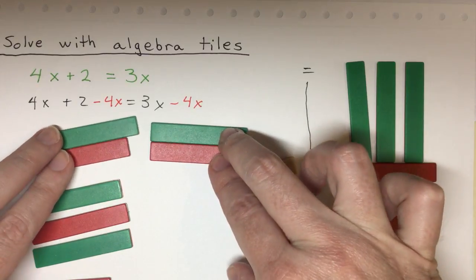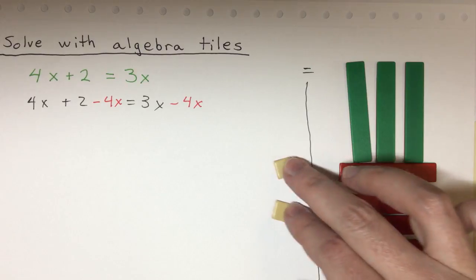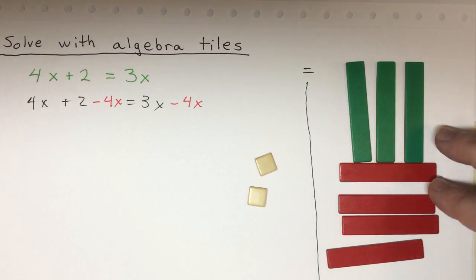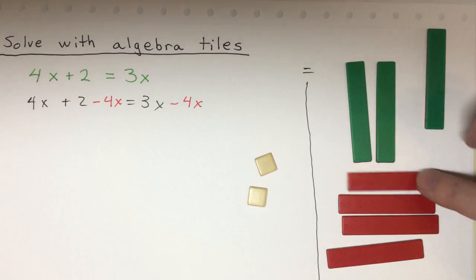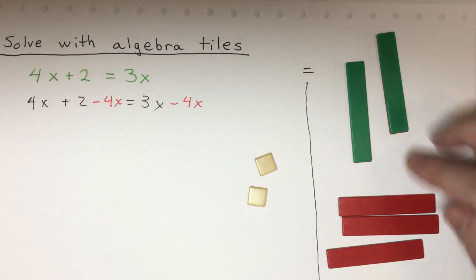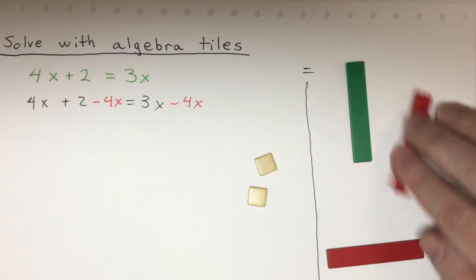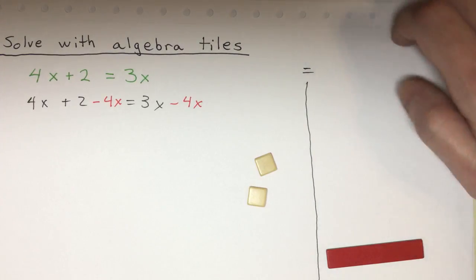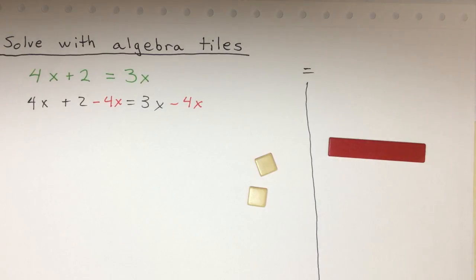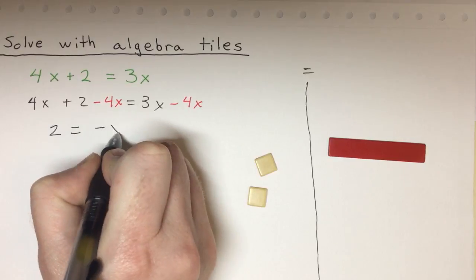Now, each of these positive and negative x's cancels out, and they're gone. On this side, similar thing happens. A positive x and a negative x is 0, so that goes away. Positive and negative, 0. Positive and negative, 0. So what I'm left with here is 2 equals negative x.